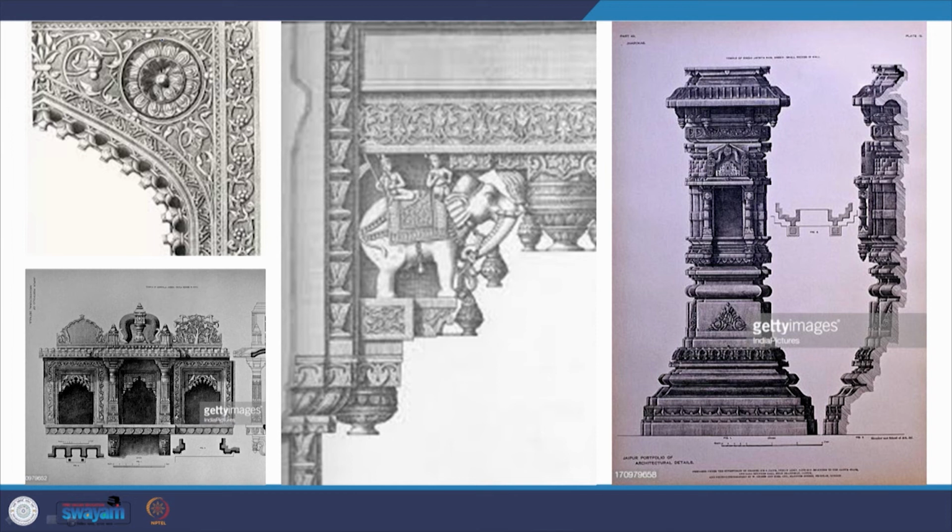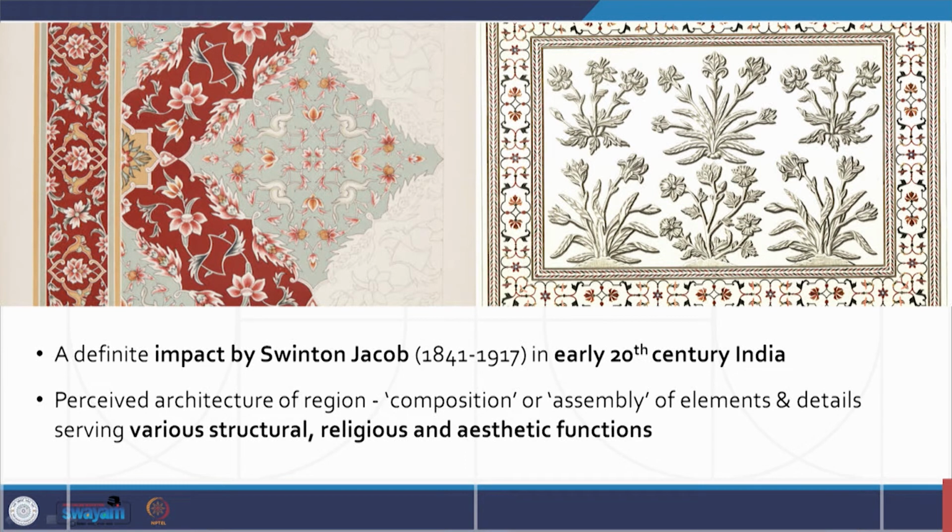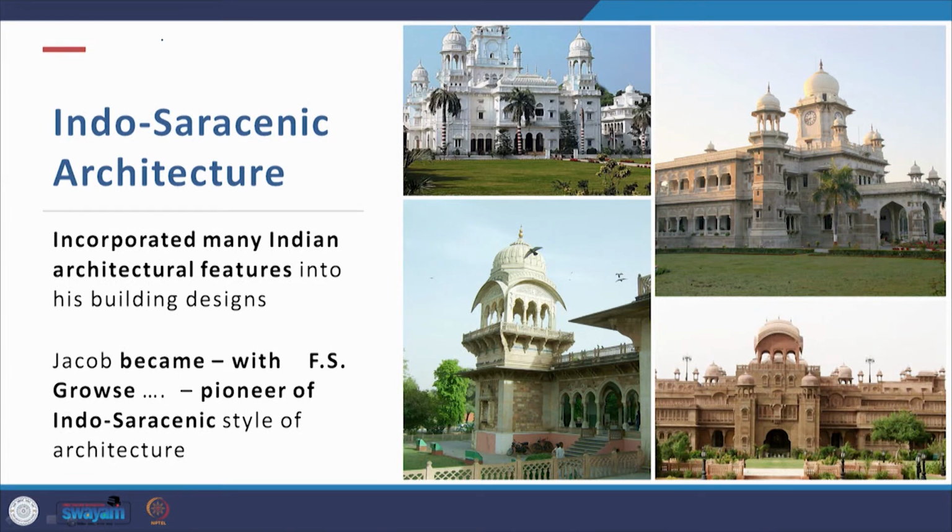This is an example of the Jaipur Portfolio and the many details that were put together in this. Or for example here. So this had a definite impact on early 20th century Indian architecture, and it perceived the architecture of the region as a composition or assembly of elements and details serving various structural, religious and aesthetic functions. So many Indian architectural features were incorporated into his building designs, and he, along with F.S. Growse, became the pioneer of Indo-Saracenic architecture in India.